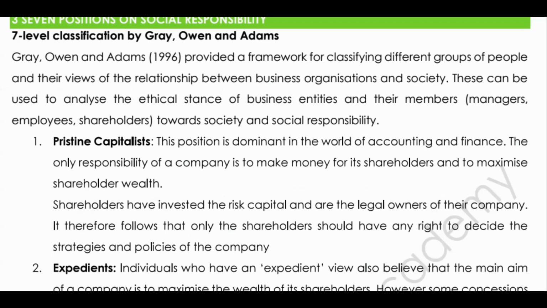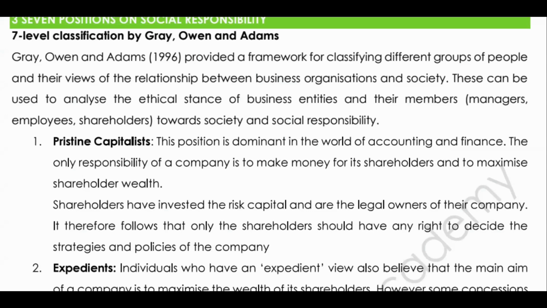We believe that in the world of business, the responsibility of a company is to make money for its shareholders and maximize their wealth. You get it? We are capitalists. We believe in making more money. For pristine capitalists, we don't believe in all the society stuff, the CSR. We don't believe in CSR. Our focus as pristine capitalists is maximizing shareholder wealth, and that's all.